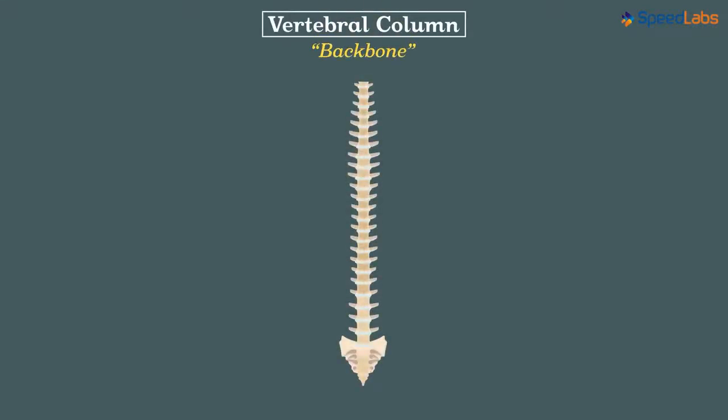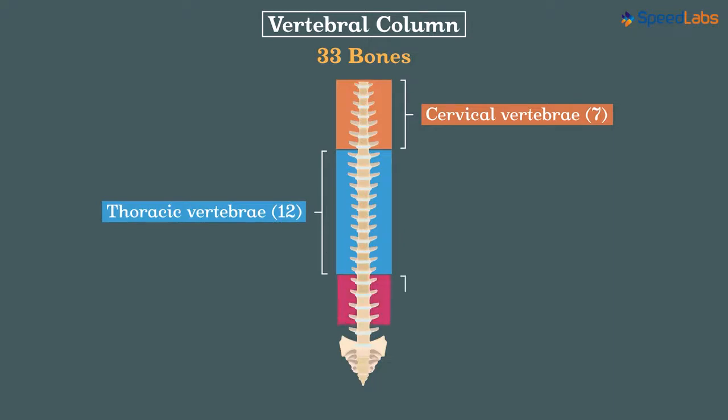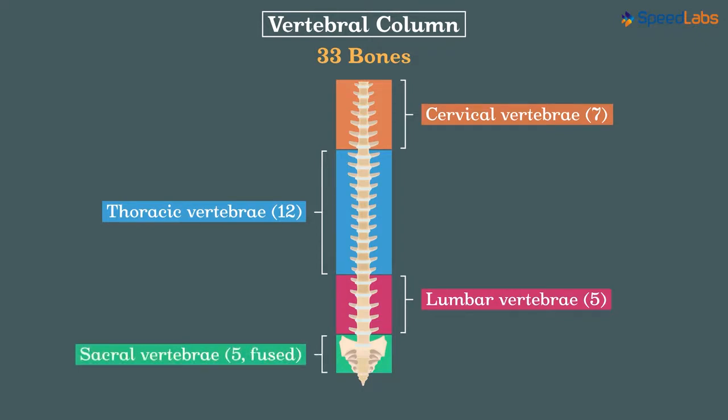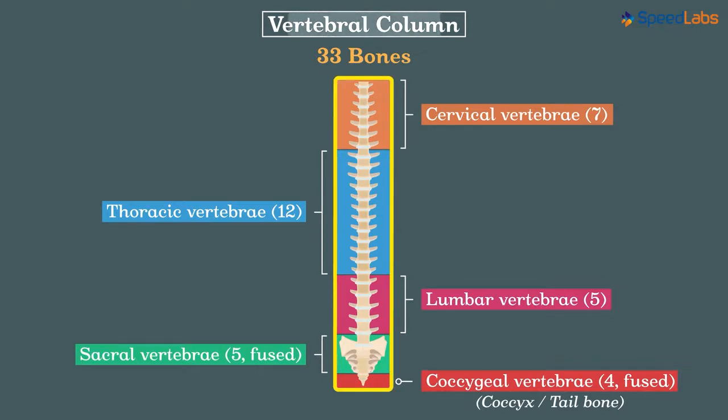Next on the list is the vertebral column, the backbone. Do you know how many bones it consists of? It has 33 bones together. The first 7 are cervical vertebrae, the next 12 are thoracic vertebrae, after which come the lumbar vertebrae. The lumbar region consists of 5 vertebrae in a row. The last part consists of 5 fused vertebrae called the sacral vertebrae. To this, the terminal 4 vertebrae, called the coccygeal vertebrae, making the coccyx or tailbone, are attached. So together we get a set of 33 vertebrae that form the vertebral column.